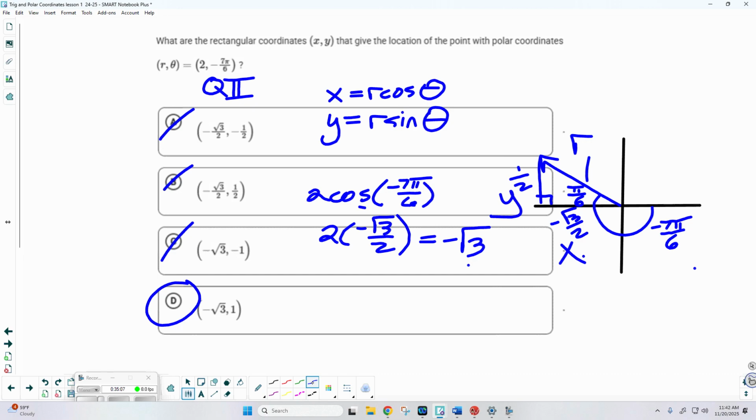Don't always have to finish the problem. That is not always necessary. Sometimes you do, sometimes you don't. Depends on the answer choices they give you. Okay. How many people got that first one? Okay, that's not bad.